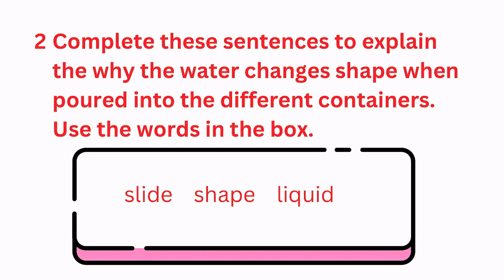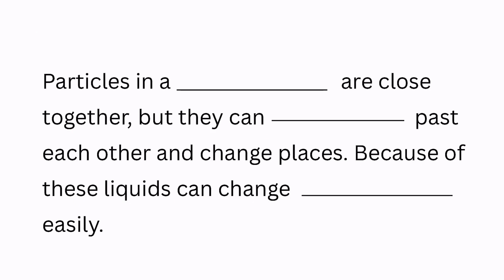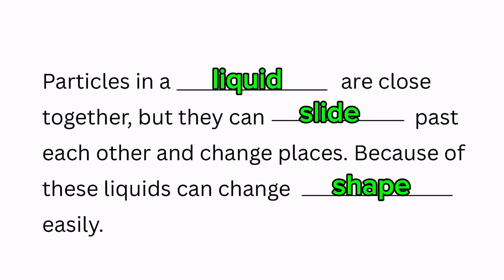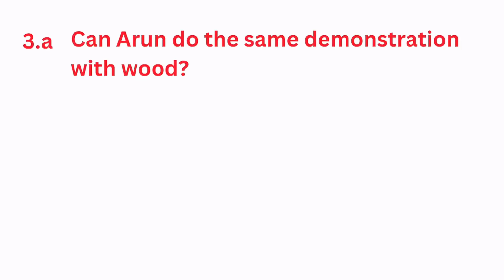So let's look at the words in the box. Slide, shape, and liquid. So let's fit the sentences together. Particles in a liquid are close together, but they can slide past each other and change places. Because of this, liquids can change shape easily.